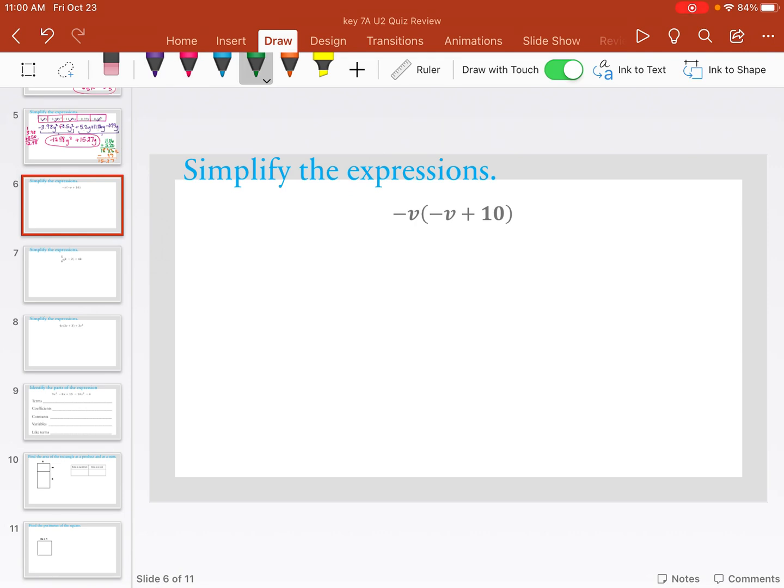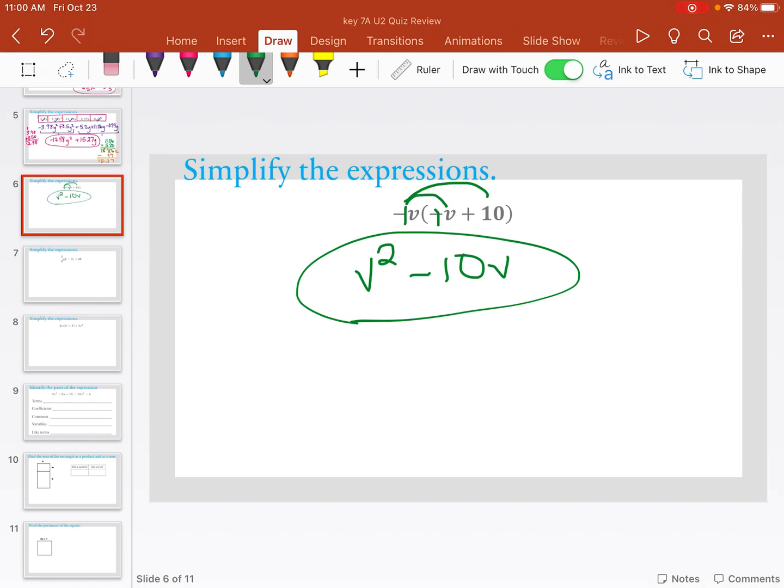Okay, we're going to start off by distributing. So this negative v times negative v. So remember, multiply your coefficients. My coefficient is an invisible 1, so it's a negative 1 times negative 1, which is positive 1. And then v times v is v squared. So I have positive v squared. And then this negative 1v times positive 10, negative 1 times positive 10 is negative 10, and then v. And that is my answer.